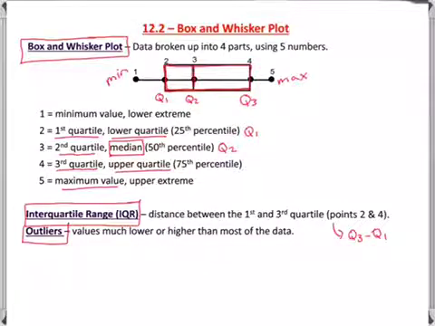And then this line here in the box represents your median or your very middle values. So you'll have 50% of the values to the left and 50% of the values to the right from that point.